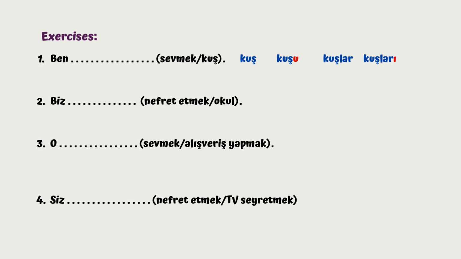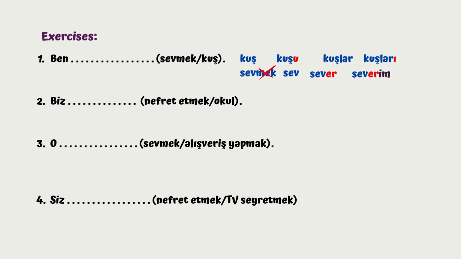Let's take a look at sevmek now. So I get rid of mek. I have sev. It's one syllable word. And the last vowel, the only vowel, is e. So I'm going to add er, so it will become sever. Now I'm going to add subject pronoun suffix. So the subject is ben. So I'm going to add im for ben, right? So it will become severim.